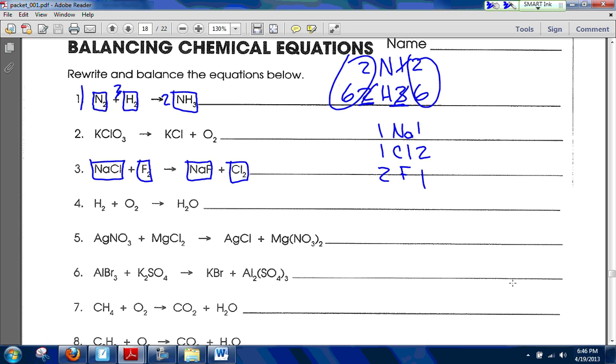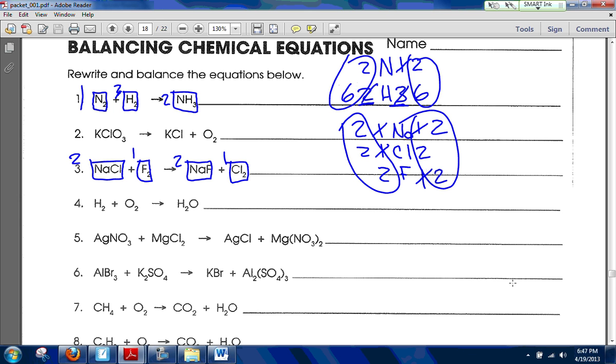My Cls are not. So I need to put a 2 in front of the Cl on the left. So I put 2 there. And that changes the number of Cls I have to 2. But it also changes the number of Nas that I have to 2 as well. So that means I got to start over at the top. So now my 2 doesn't match with my 1. So that means I need to do 1 times what number gives me 2. That's 2. I need to put that in front of the Nas on the right. When I do that, it changes my number of Nas to 2. And it also changes my number of Fs to 2. And look at that. Balanced on both sides. Very good. So the coefficients will be 2, 1, 2, 1.